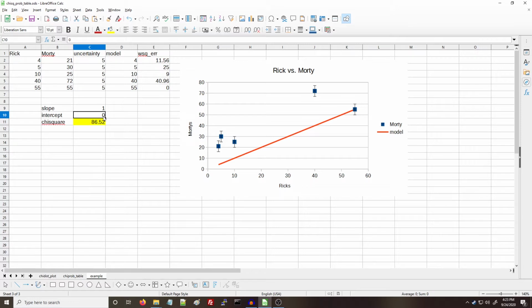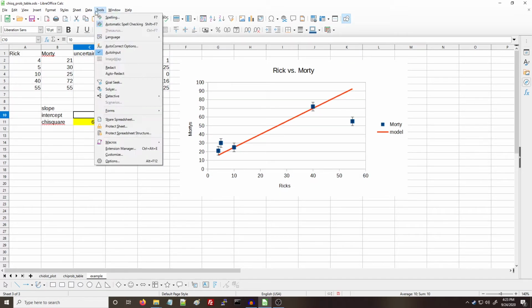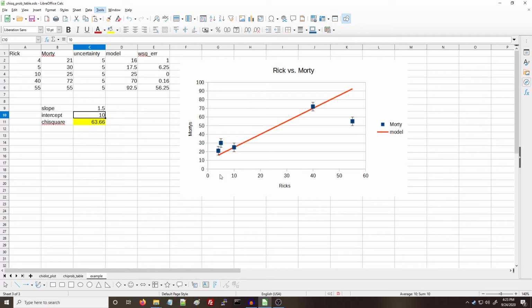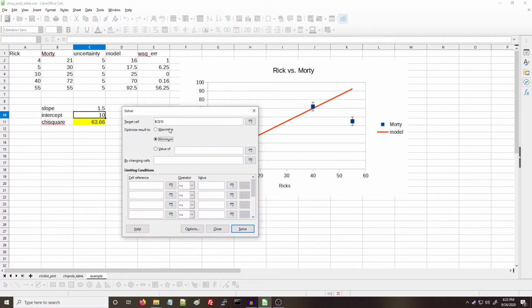To fit the model to my data, I adjust the parameters in the model in a way that reduces the chi-square. I can do this automatically using the solver in LibreOffice Calc. Be sure to watch my video on installing and using the solver if you have questions about that.